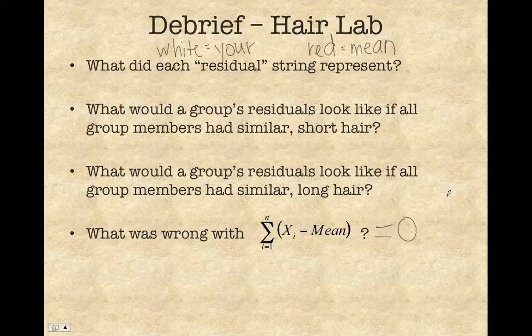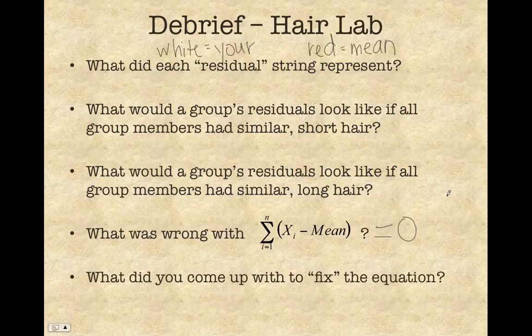This is very ineffective because most groups probably had some variability, and something that's always going to give 0 is not going to tell me anything about how variable hair length is within your group. So I'm hoping some of you came up with something to fix the equation. Maybe you put absolute value signs around that formula.